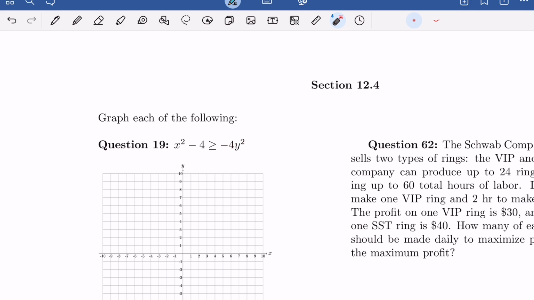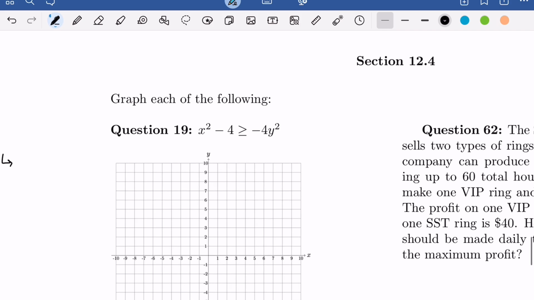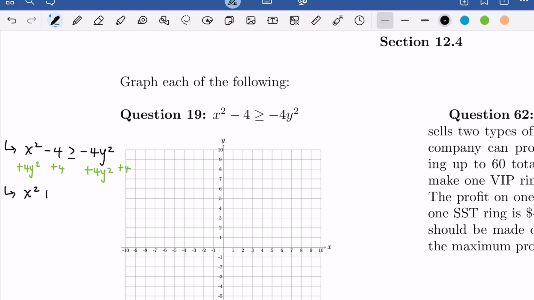So what we're going to try to do is first write this in the standard form of an ellipse. So let's do it on the side here. We're going to have x squared minus 4 is greater than or equal to negative 4y squared. If I want to write this in our standard form, the first thing I'm going to need to do is have all of our variable terms on one side and then our number on the other. So I'm going to add 4y squared to both sides of this inequality, and I'm also going to add 4 to both sides. So just switching those around, we're going to have x squared plus 4y squared greater than or equal to 4.